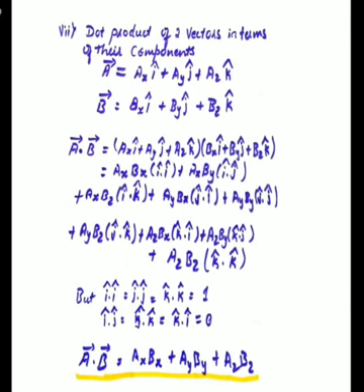First Ax Bx I cap into I cap, plus Ax By I cap dot j cap. Similarly Ax Bz I cap dot k cap. Ay Bx j dot I, Ay By j dot j. Similarly Ay Bz j dot k cap, Az Bx k dot I, Az By k dot j, Az Bz k dot k.